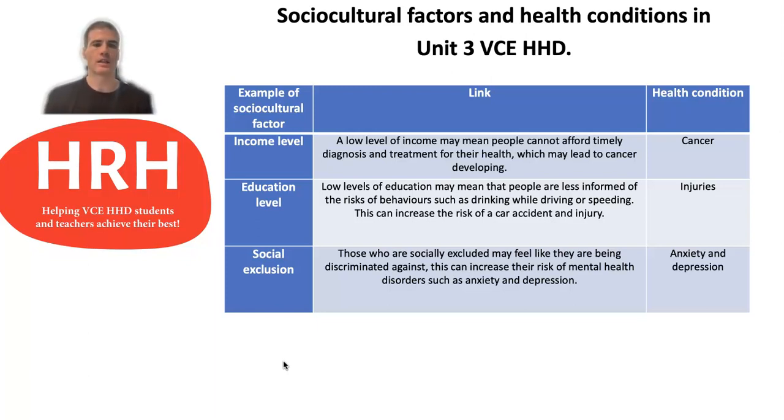You can see the last example there that I've taken from this table is for social exclusion, and so linking that to anxiety and depression. So this is something that I'd definitely be practicing for the range of different socio-cultural factors and a range of common conditions that come up in health, and add this to your notes so that when you're then being asked to link from a particular example of a socio-cultural factor to a condition and then onto health status and burden of disease, you can be confident that you'll be able to include that link.